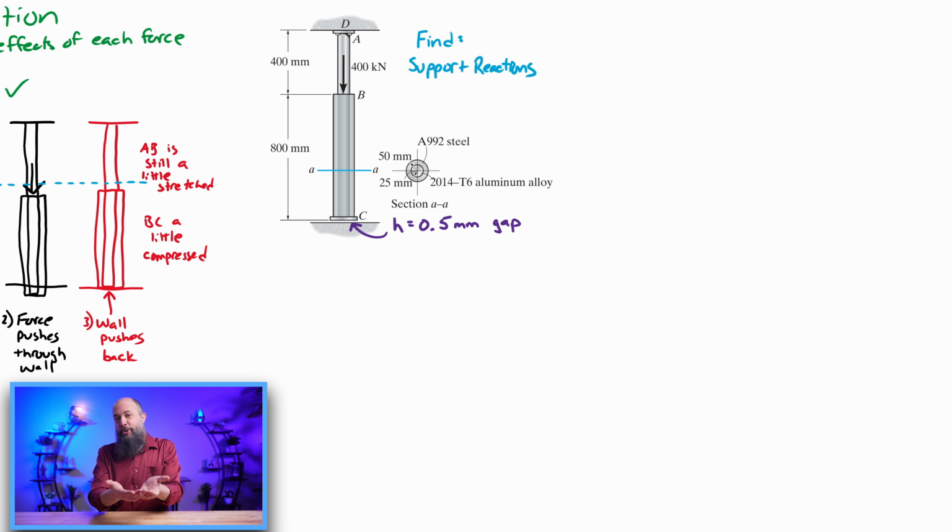So then separately, I will figure out how much force the floor would have to be pushing back up with in order to shorten the beam back to the level of the ground.